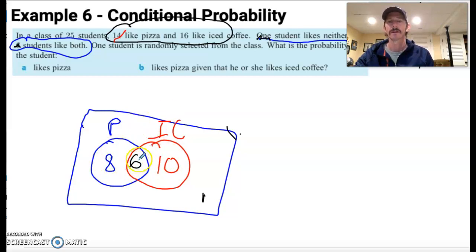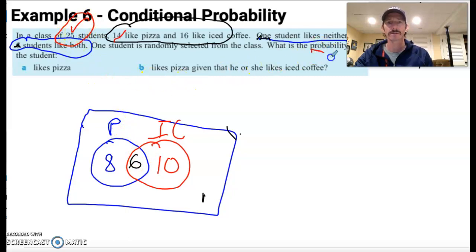So that is the trick with drawing the diagrams in this situation. You start in the middle, and it helps you build your circles, because these are the people who like pizza but do not like iced coffee. It's different than these kids right here. So all of these numbers should add up to 25. That's 14, 24, 25. They do, so I have correctly filled in my chart. This helps you figure out if you've got everything in the right place. Otherwise, you'd have more kids than I told you.